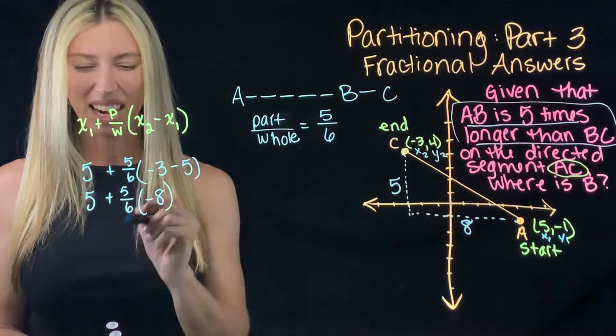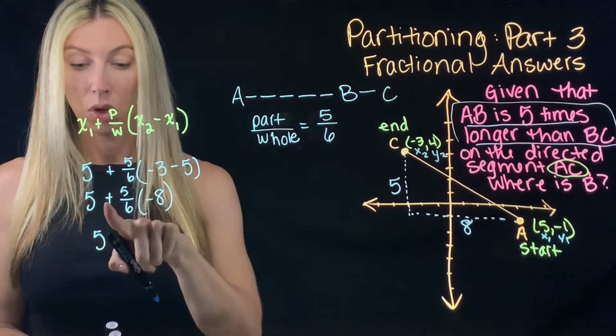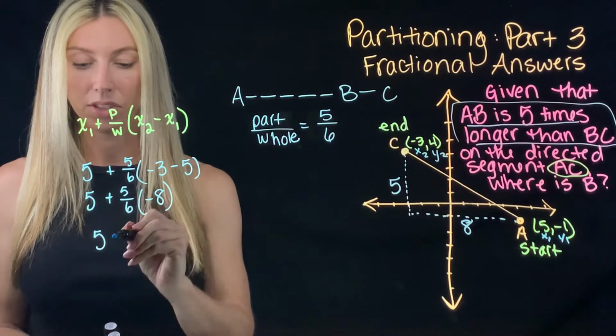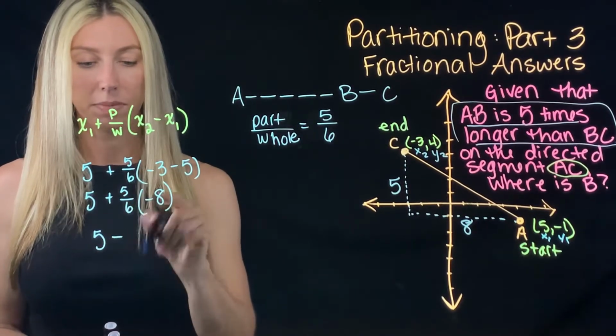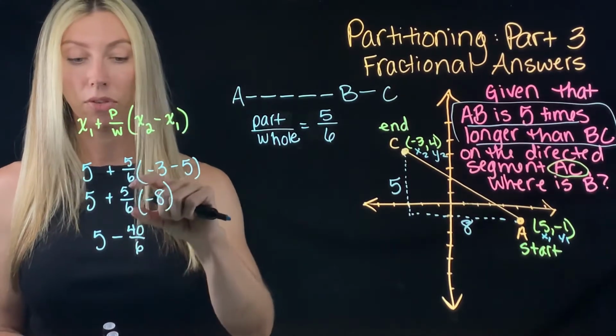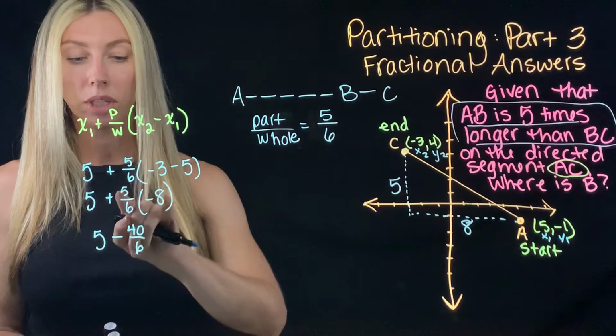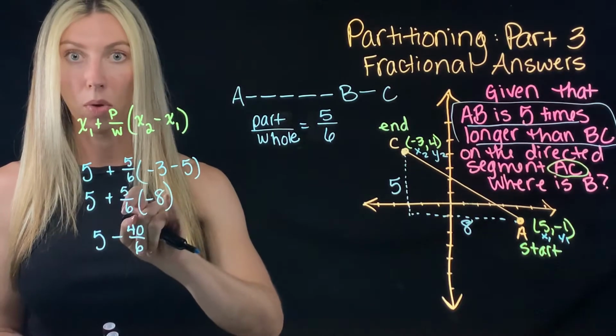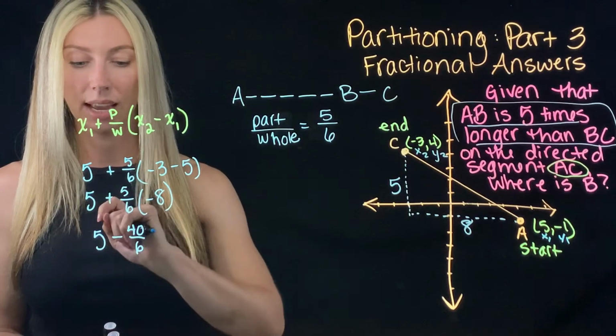And when I work that out, I'm going to get 5. So a positive times a negative is just a negative, and 5 times 8 is 40/6. Remember, whenever you're multiplying a fraction by a whole number, you only need to multiply the numerator with the whole number and keep the denominator the same.